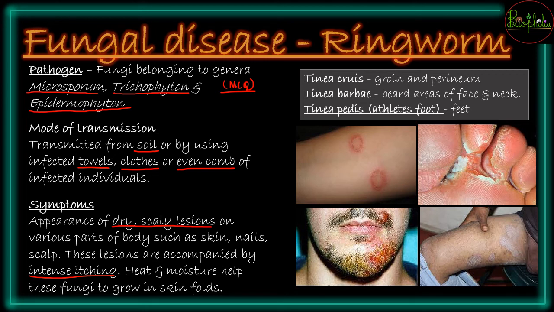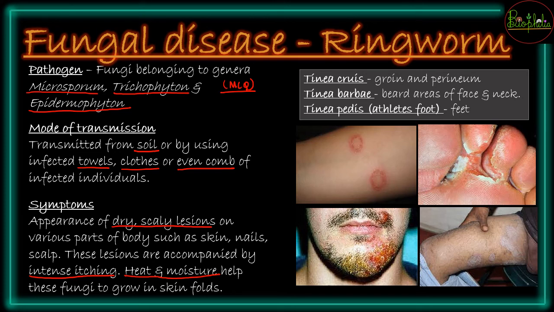And these fungi love to grow in places that have heat and moisture. So where it is difficult to clean, or difficult to keep the surfaces dry, these fungal diseases can easily occur on such surfaces. Based on the areas from where the ringworm grows, they are discussed in three types.